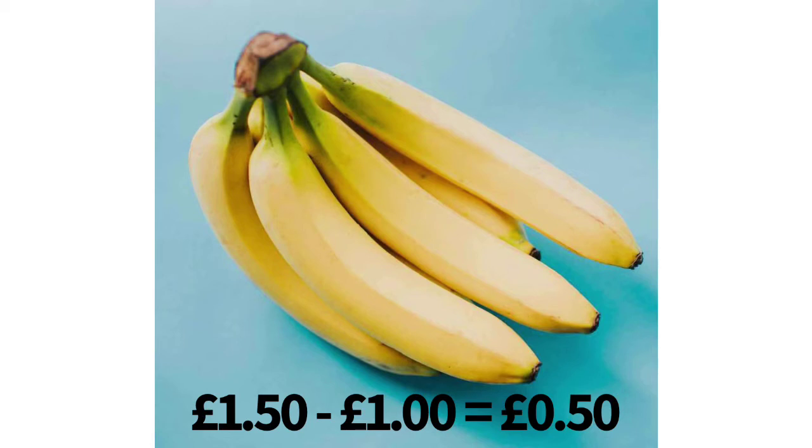I bought this lovely bunch of bananas for £1. That's my cost price. And I sell them on for £1.50 a bunch. That's my selling price. So let's input those numbers into our equation. We have our selling price minus our cost price. So we have £1.50 minus £1, and that leaves us with 50 pence. So I've made a 50 pence profit on these lovely bananas.